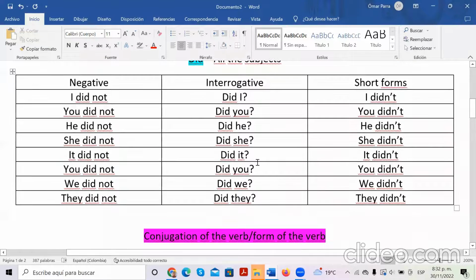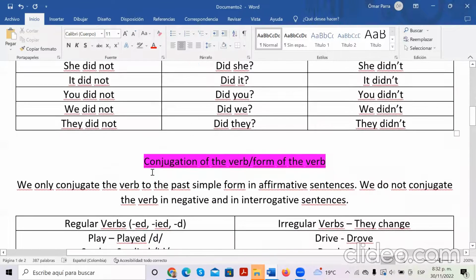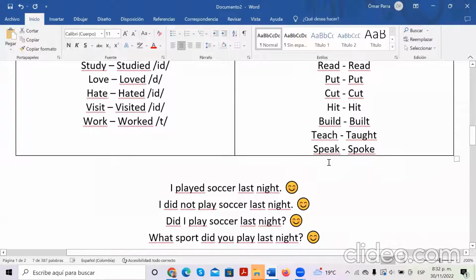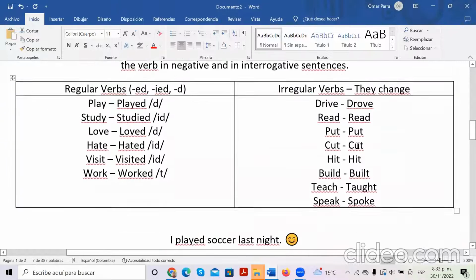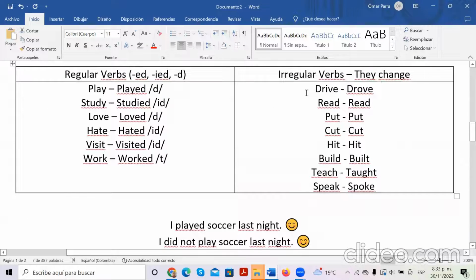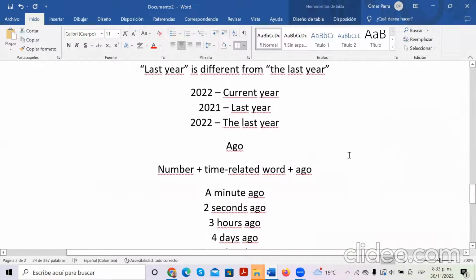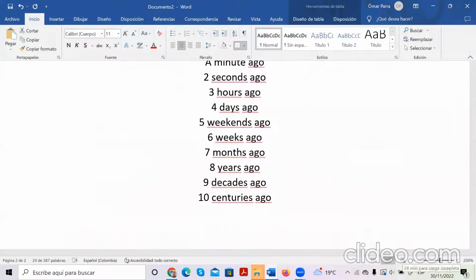Okay, so remember, study the conjugation of regular verbs in past simple by heart, and of course, the conjugation of irregular verbs in past simple by heart too. That's very, very, very important. Good. Now, let's continue with a video.